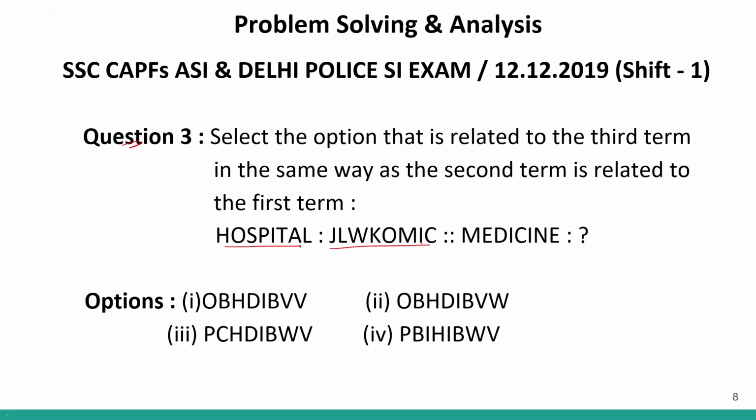Hospital is coded in this format and we have to find the code for medicine. So a question that involves both analogy and coding-decoding. First, let us see for hospital and this. I am writing the forward ranks. H is 8, O is 15, S is 19, P is 16, I is 9, T is 20, A is 1 and L is 12. This much we know. Now, J is what? J is 10. Correct? J is 10. L is how much? L is 12.